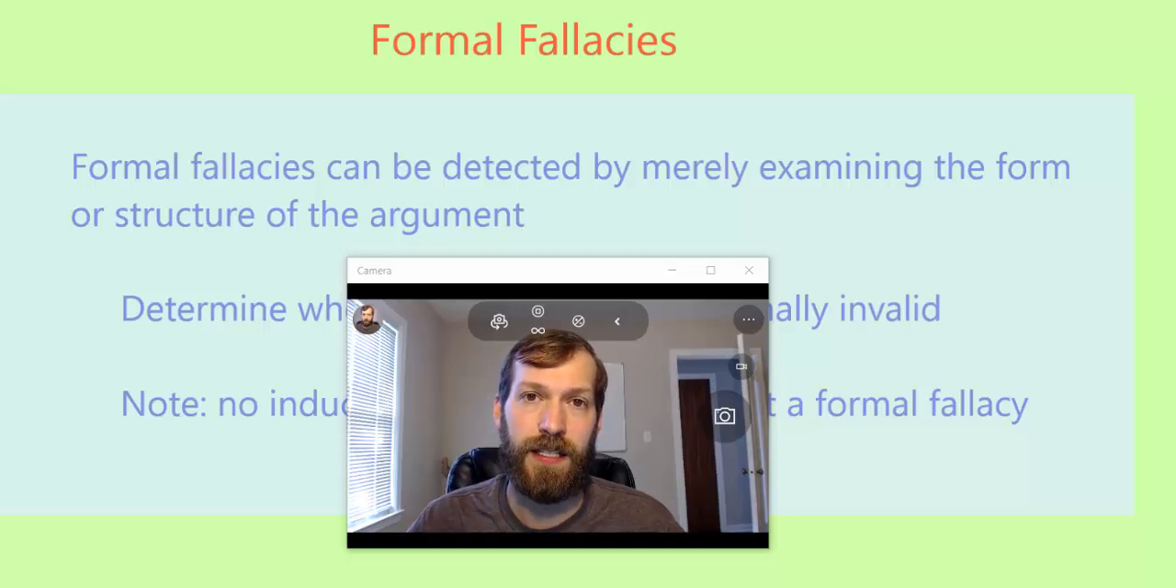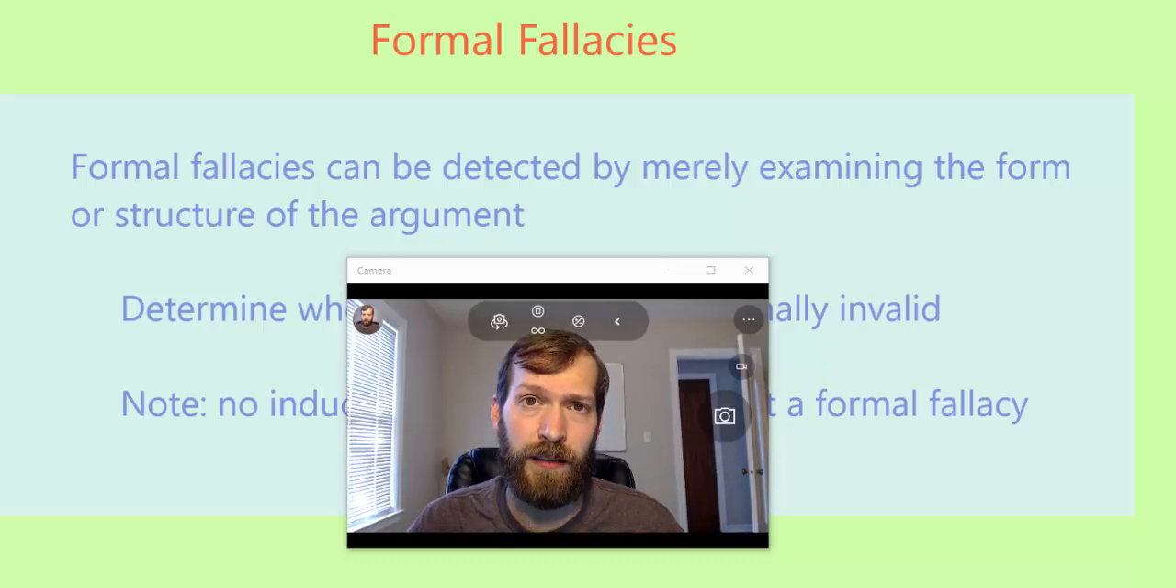So for instance, let me do a different one. How about, if it rains outside, then the grass is green. It doesn't rain outside, therefore it's not the case that the grass is green. Well, that's going to be fallacious because it can be true that if it were to rain, then the grass would end up being green.